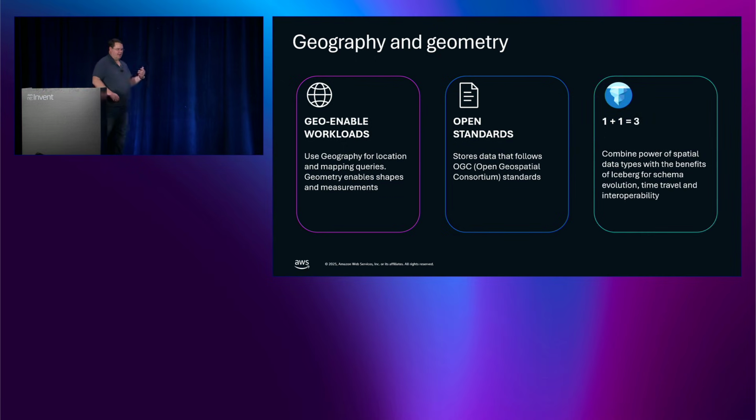And then I said a 1 + 1 = 3 on this. I think having the geography, the geo data types inside of Iceberg and V3 is really a killer feature. You're getting geo enablement now on data, plus all of the goodness that comes with Iceberg around schema evolution, time travel, and interoperability, right? So now you have the power of Iceberg and the power of geospatial on the data, which I think is really great.